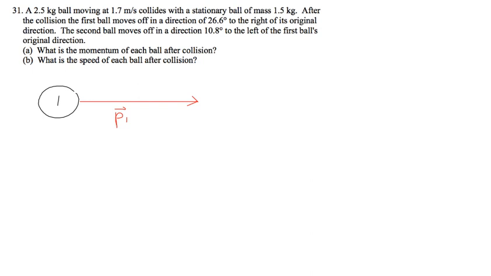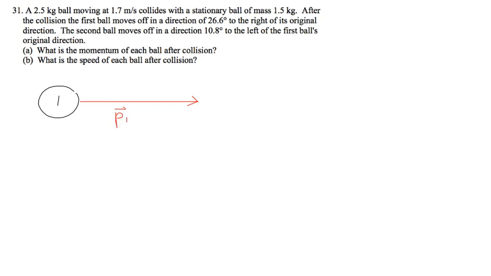Okay, so starting over with this problem since the mistake was made, the first ball is 2.5 kilograms and it's moving at 1.7 meters per second. So this arrow represents not the velocity vector, but the momentum vector. And I can figure that number out simply by multiplying 2.5 times 1.7. That's going to be the value. So I actually know what the value of that is.